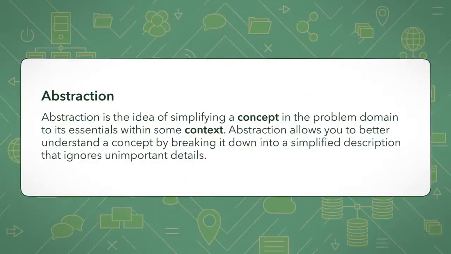One of the design principles in object-oriented modeling I'm going to talk about is abstraction. Abstraction is one of the main ways that humans deal with complexity. Abstraction is the idea of simplifying a concept in the problem domain to its essentials within some context. Abstraction allows you to better understand a concept by breaking it down into a simplified description that ignores unimportant details.